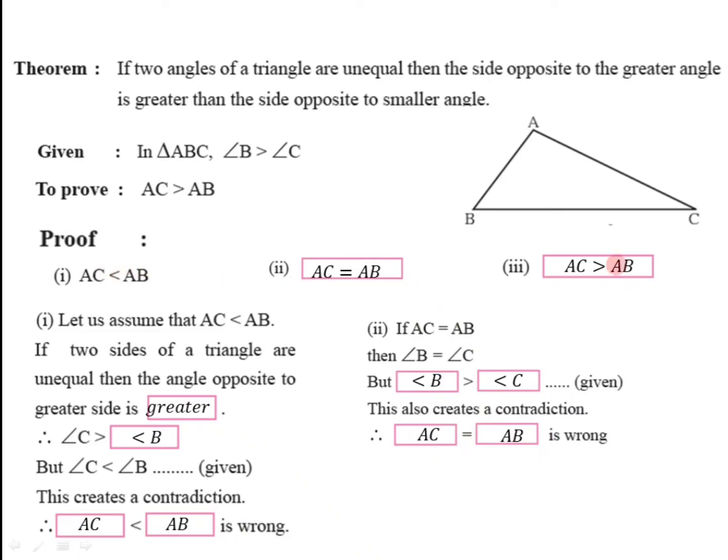So out of these three possibilities, the first is not possible, the second is not possible. The only remaining possibility is the third one, that AC is greater than AB. That's why AC is greater than AB, which is what we had to prove. So we have proved this theorem: if two angles of a triangle are unequal, then the side opposite to the greater angle is greater than the side opposite to the smaller angle.